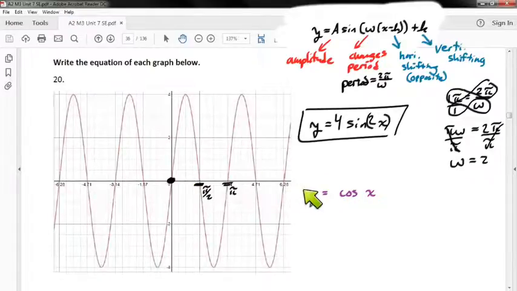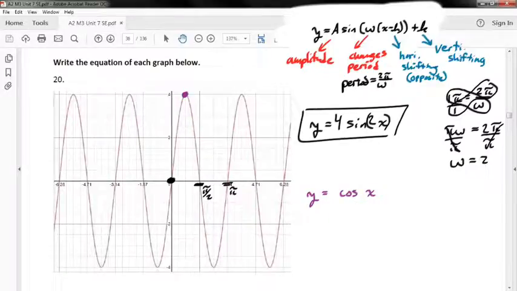Oh wait, no. I think this would be really helpful. Do you guys know where the starting point for a cosine function is? It's right here. That's the starting point. Now you have to know what the mother function for cosine looks like, and you have to know what the mother function for sine looks like in order to do that, which we'll talk about in a second. So that's the starting point for cosine.